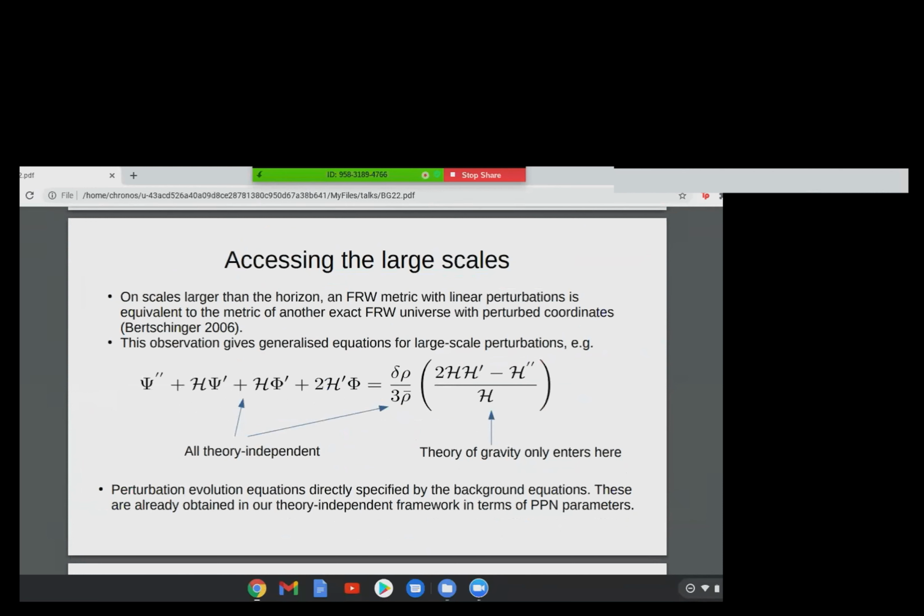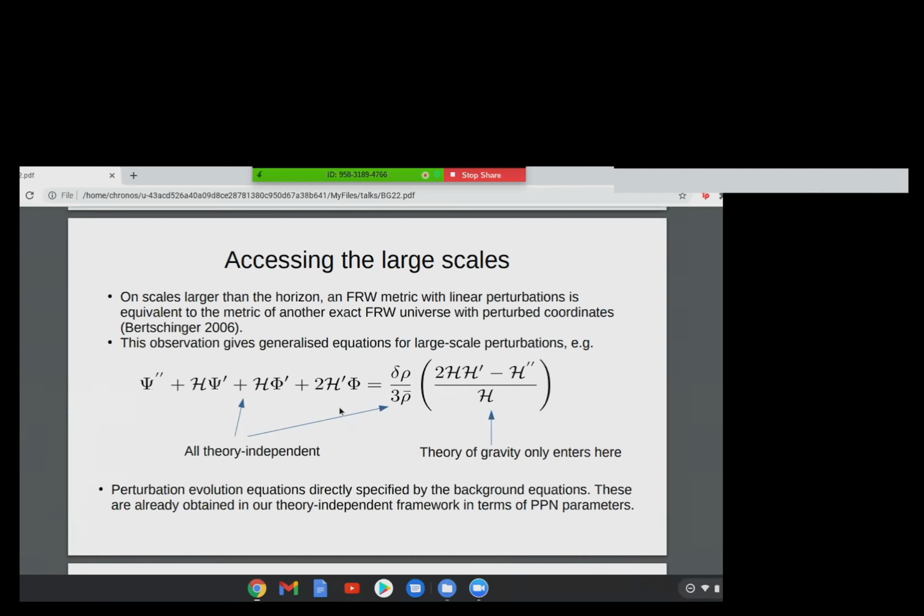But I said that we want to describe all scales. So if we're talking about cosmology, we're also going to have to talk about very large scales, so scales larger than the horizon. In order to do this, we use an observation originated by Bertschinger, which is that these very, very long wavelength linear perturbations are equivalent to another FRW universe with perturbed coordinates, for example. And by doing this, you can construct equations for these very long wavelength perturbations.